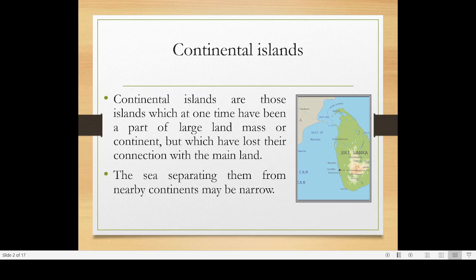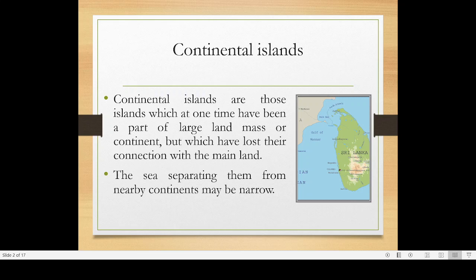Sri Lanka is a continental island because it is situated very near to a continent. So the basic explanation of a continental island is that it should be near to a continent. An island situated very near to a continent is known as a continental island. That is a simple definition. Now going to a more technical definition, continental islands are those islands which at one time have been a part of a large land mass or a continent. That means according to this definition, these islands were once a part of a major continent.